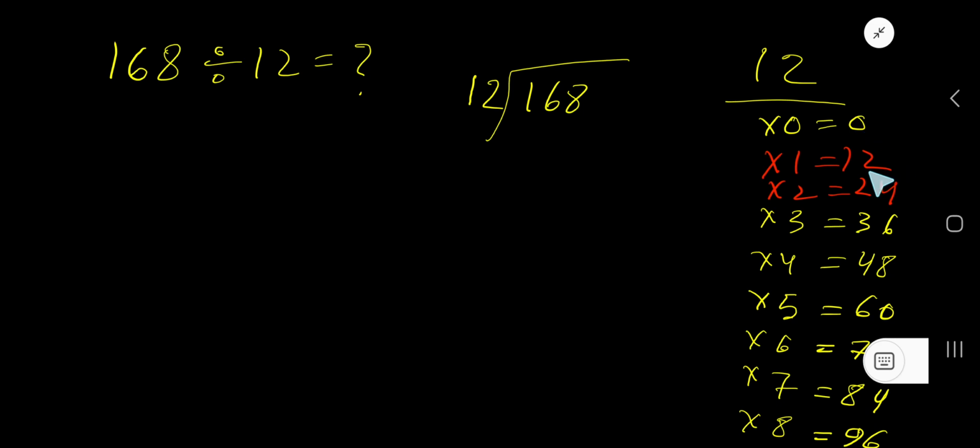0 plus 12 is 12, 12 plus 12 is 24, 24 plus 12 is 36, 36 plus 12 is 48, 48 plus 12 is 60. This process will continue.